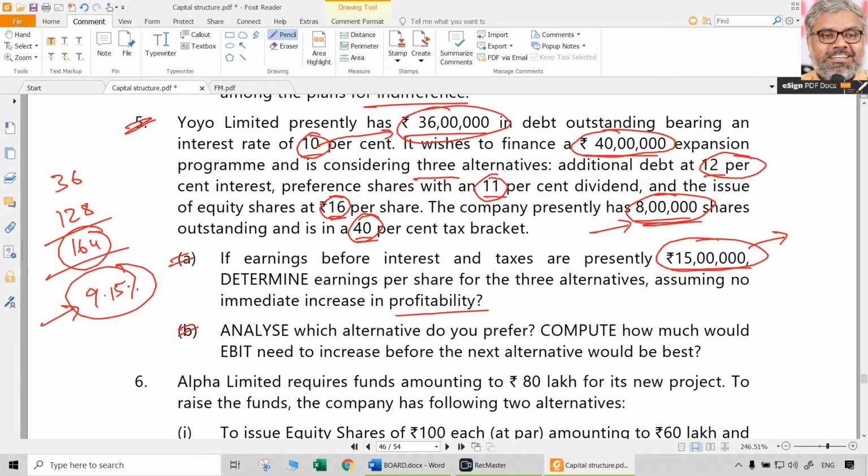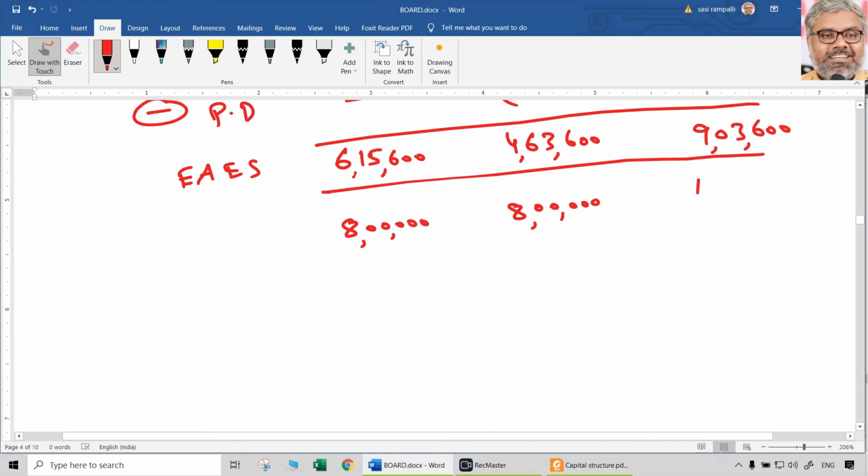But in option 3, definitely the number of equity shares will increase. Because you are issuing 40 lakhs rupees of finance at a 16 rupees issue price, 2,50,000 extra shares have to be issued. 40 lakhs divided by 16 rupees. So 2,50,000. Add that to 8 lakhs. 10,50,000 shares will be there in option 3.